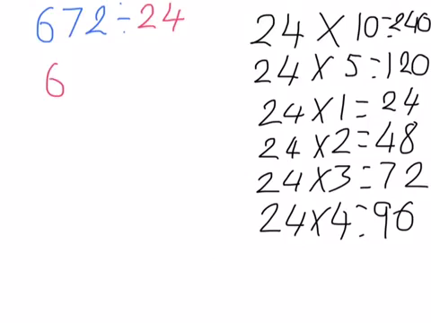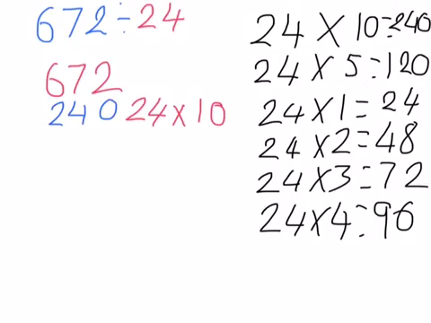To do that, I'm going to write out my 672. Then I'm going to use columns. To start off, I'm going to use the calculation that I've just used: 24 multiplied by 10, which is 240. So now what I can do is subtract that. 2 take away 0 is 2. 7 take away 4 is 3. 600s take away 200s is 400s. I've got 432. A great tip is to circle the amount of chunks of 24 I've just used.